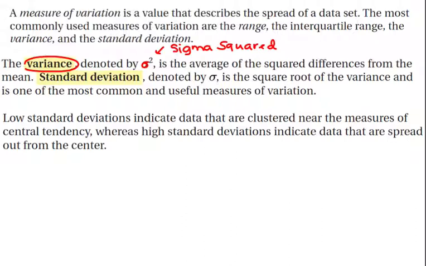Then the other word that I wanted to talk about is standard deviation. It is denoted by just sigma. It is the square root of the variance, and it is one of the most useful ways to understand the measures of variation. How much does it deviate from the mean? The higher the deviation, the more spread out the data is from the center. The lower deviation is the opposite: how closely the values occur to the mean, the center.